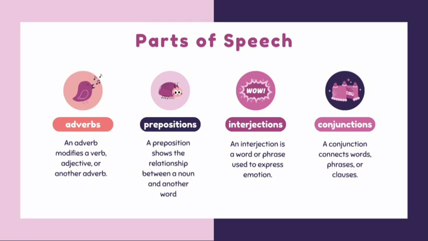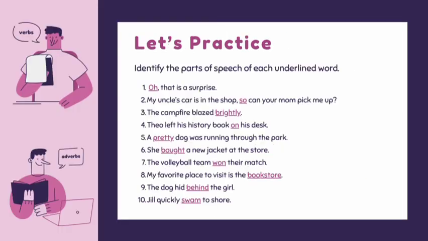Adverbs. An adverb modifies a verb, adjective, or another adverb. Prepositions. A preposition shows the relationship between a noun and another word. An interjection is a word or phrase used to express emotion. Conjunctions. A conjunction connects words, phrases, or clauses.